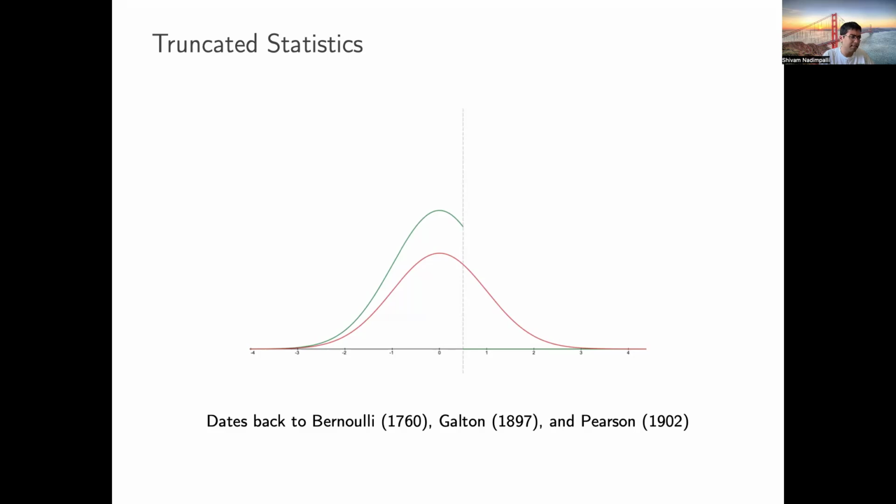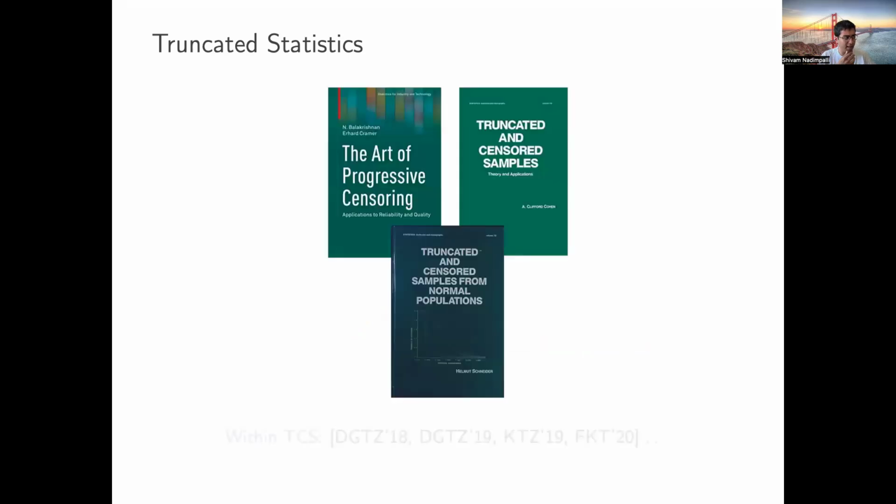And this field is extremely active even today. There are entire book-length monographs being written about the subject. And within TCS, there's been a lot of work on learning and parameter estimation when given samples from a truncated distribution. A recent line of work considers the problem of learning parameters of the original distribution, or learning the original distribution, when given samples from a truncation of the original distribution, subject to some conditions.